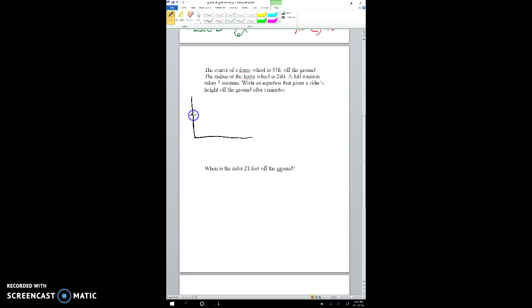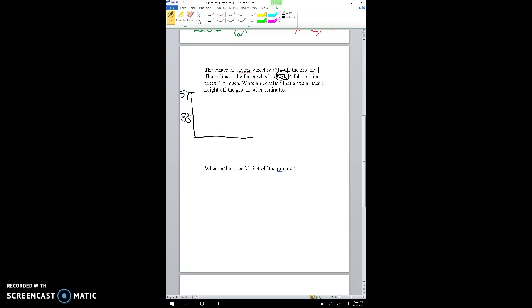So we know that the midpoint, the center of the Ferris wheel, is 33 feet off the ground. And so at their highest point, the rider is going to be 24 feet above that. So 33 plus 24 is 57. So the maximum height off the ground is going to be 57.